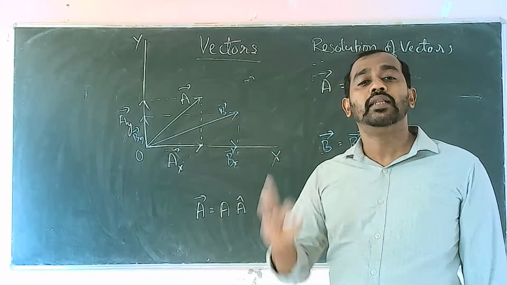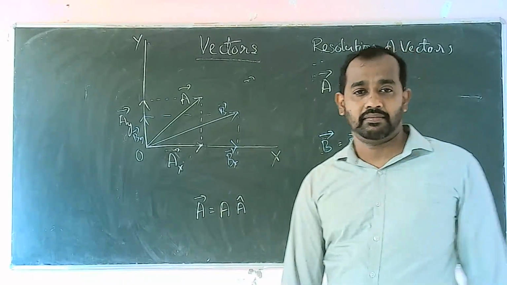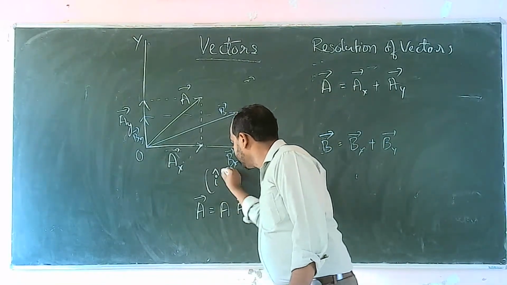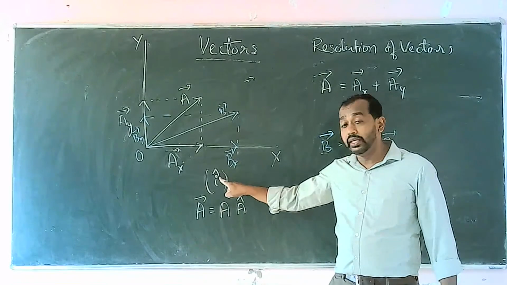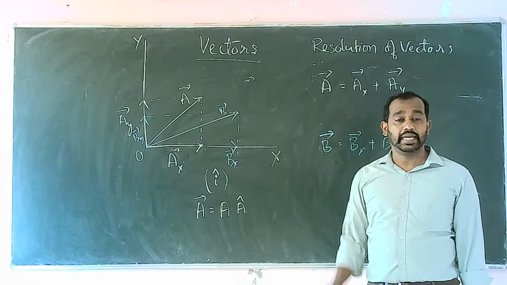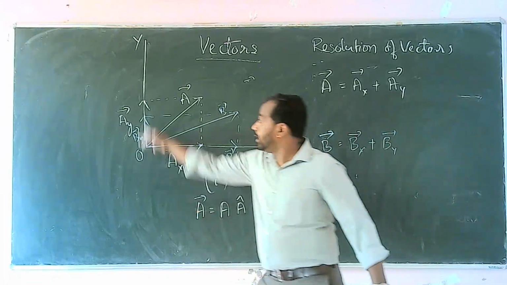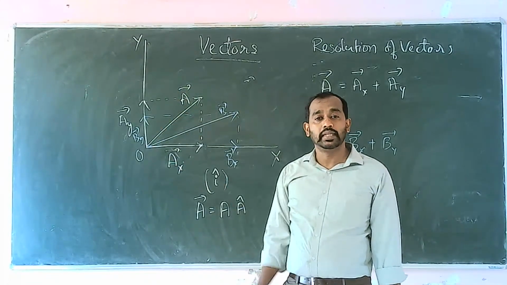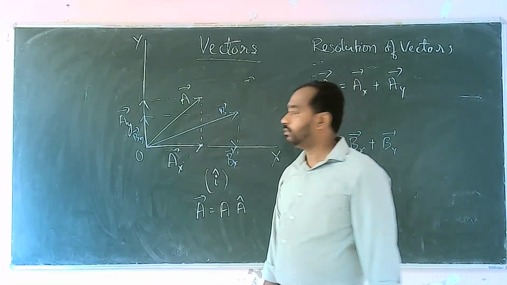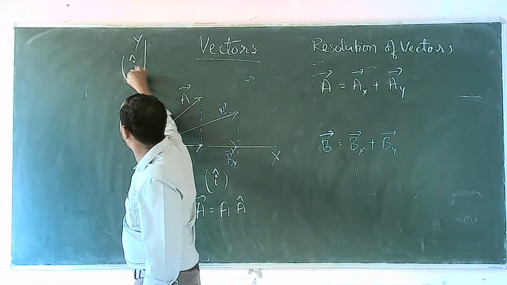So how do we represent that? The unit vector which represents the x-axis is represented as i cap. i cap is a unit vector which shows the direction of the x-axis. Similarly, the direction of the y-axis will be represented by another unit vector. So it is represented as j cap.